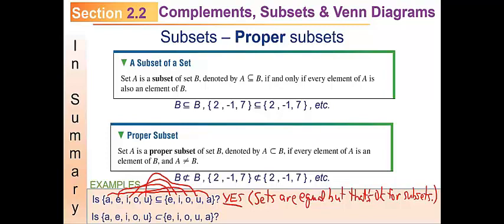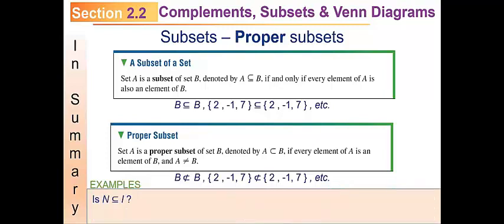How about this one? Is the set containing A, E, I, O, U a proper subset of the set containing E, I, O, U, A? Now remember, those are the same two sets. I just changed the symbol. So I know those two sets are equal from my previous work. But for a proper subset, you can't have equality, so that's automatically going to be no. The set on the left is not a proper subset of the set on the right because they're equal, and with proper subsets, that is not allowed. How about this?